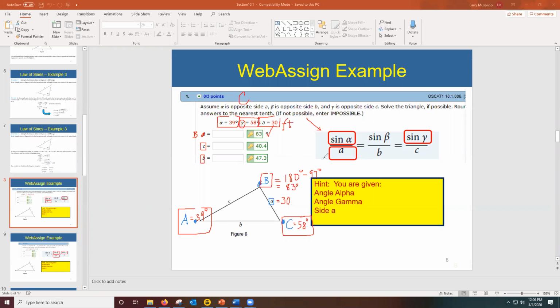And I'm going to circle what was given to me in the problem. Well, remember, they gave me angle A. They gave me side A. And they gave me this angle that I'm calling angle C. So notice I circled those three quantities in red. Well, now I could see the setup. Because if I set this fraction equal to this fraction, I know three of the four quantities. So I'm going to go ahead and set it up as sine A over A equals sine C over C.